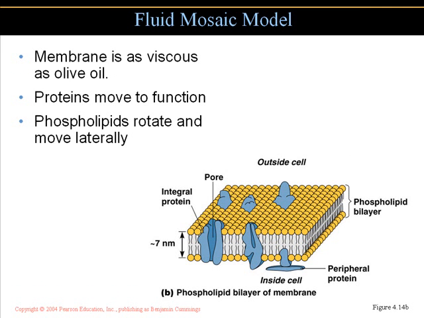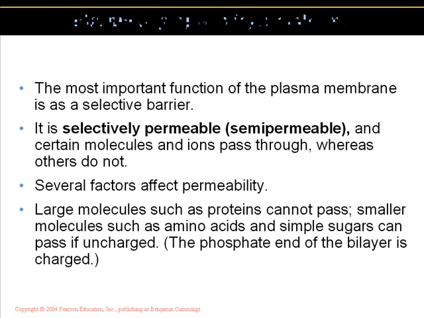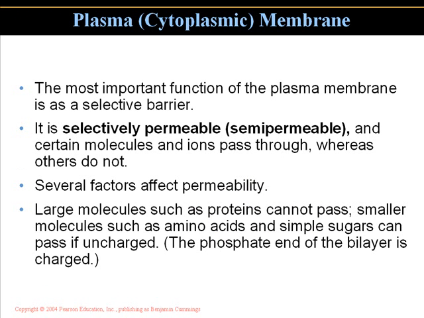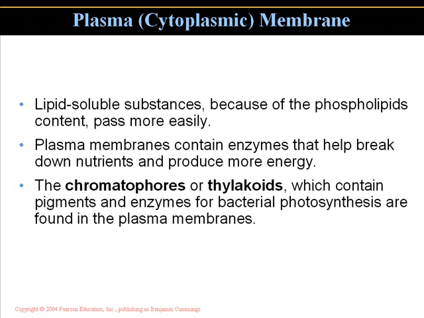The membrane is as viscous as olive oil. When we talk about the fluid mosaic model, proteins move to function, and phospholipids rotate and move laterally. The most important function of the plasma membrane is that it's a selective barrier. It is selectively permeable, or semi-permeable, and contains molecules and ions that pass through whereas others do not. Several factors affect the permeability. Large molecules such as proteins cannot pass. Smaller molecules such as amino acids and simple sugars can pass if uncharged. The phosphate end of the bilipid layer is charged. Lipid-soluble substances, because of phospholipid content, pass more easily.